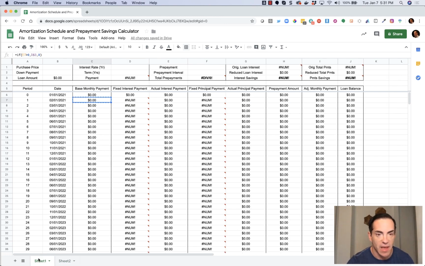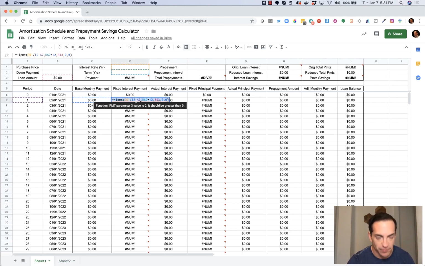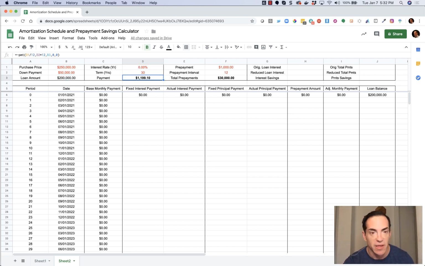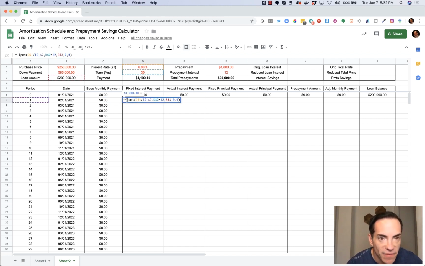So again, I've already worked out this formula. We'll copy it right here. But basically, we're forcing a negative at the beginning of the formula, as I showed you up here, so that it flips it to be a positive number. It just makes the math easier. And then we're using the IPMT function, which is interest payment.